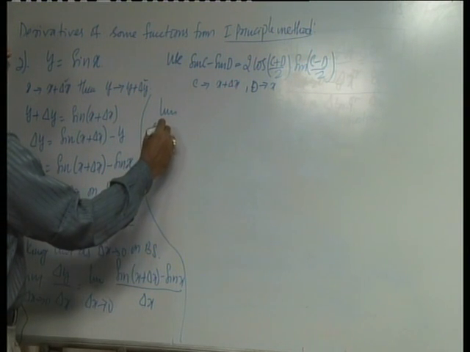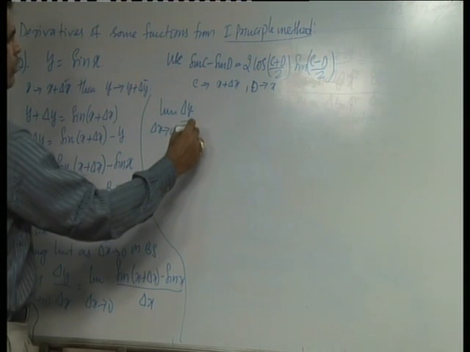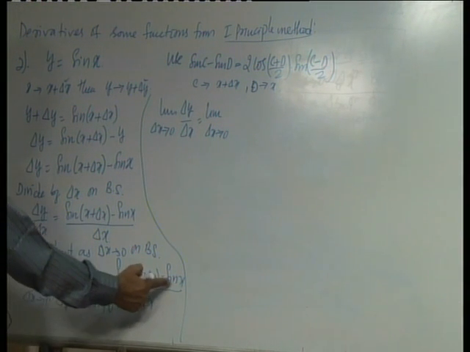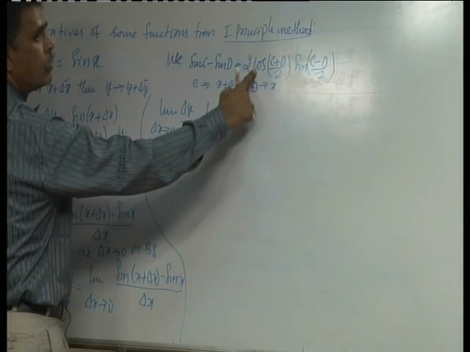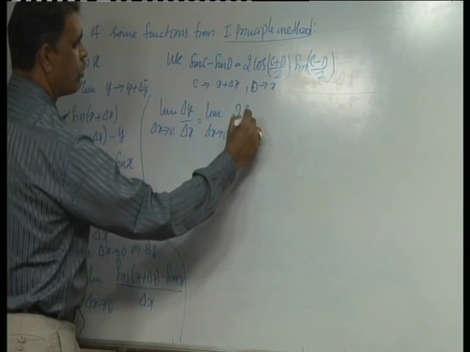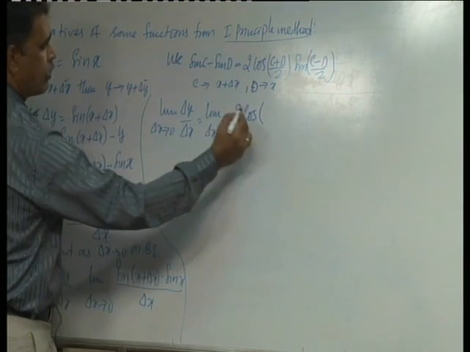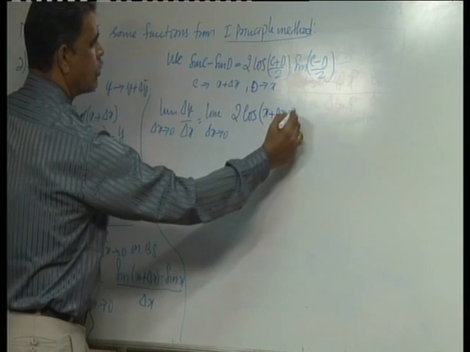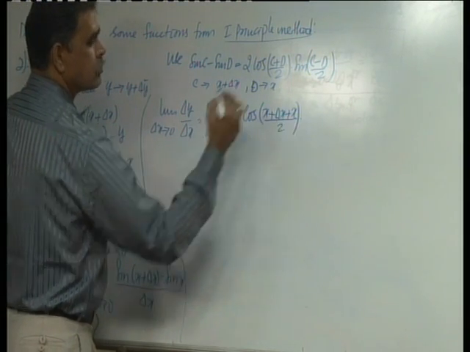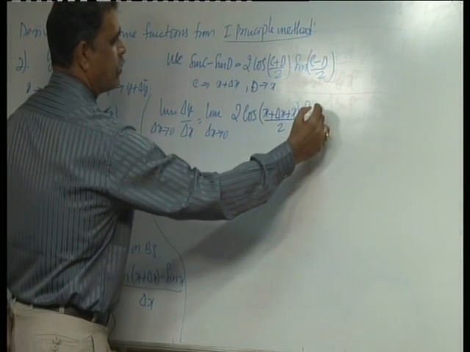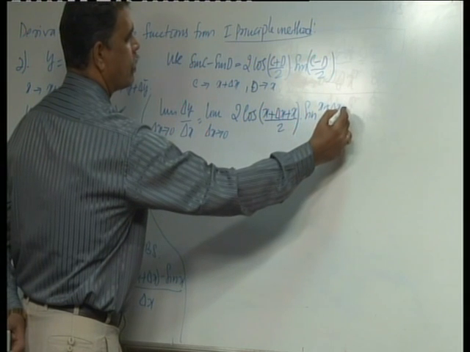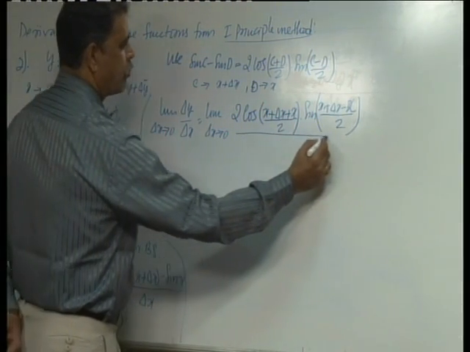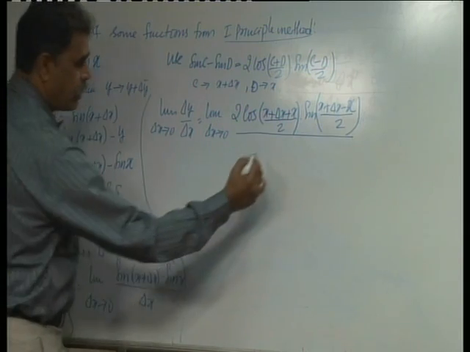Limit as delta x tends to 0 of delta y divided by delta x is equal to limit delta x tends to 0 of sin of x plus delta x minus sin x divided by delta x, which can be written according to this trigonometric formula as 2 into cos of c plus d by 2, that is x plus delta x plus x divided by 2, into sin of x plus delta x minus x, whole divided by 2. This is divided by delta x.